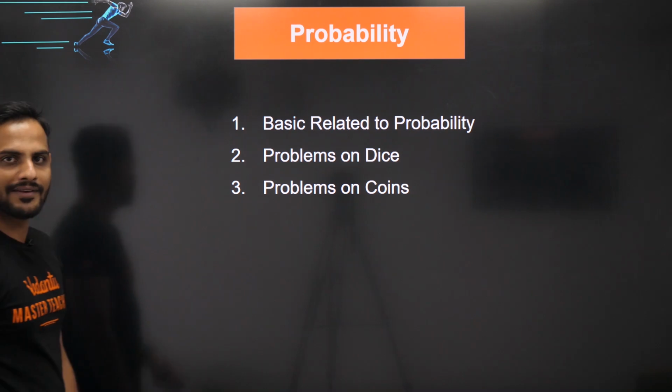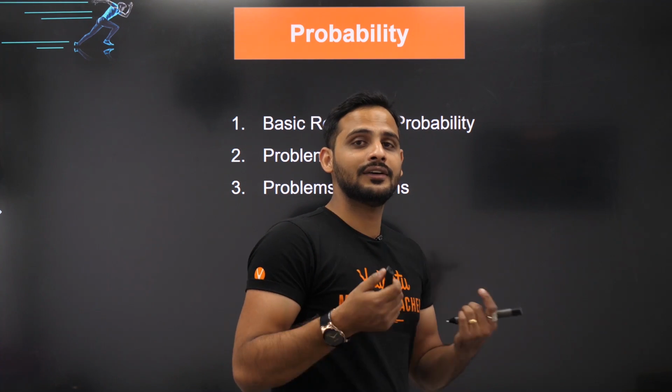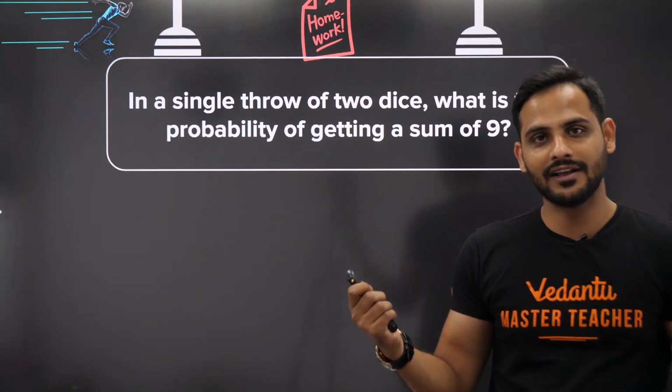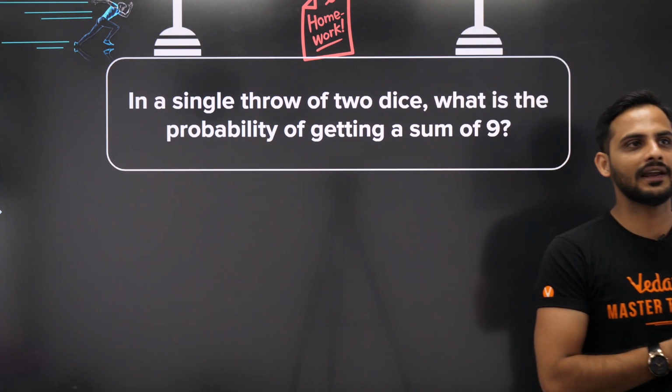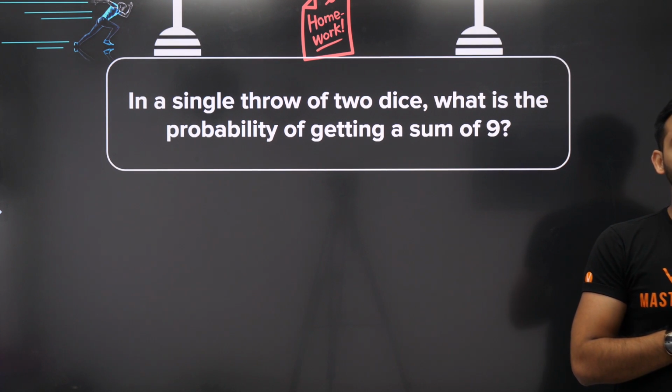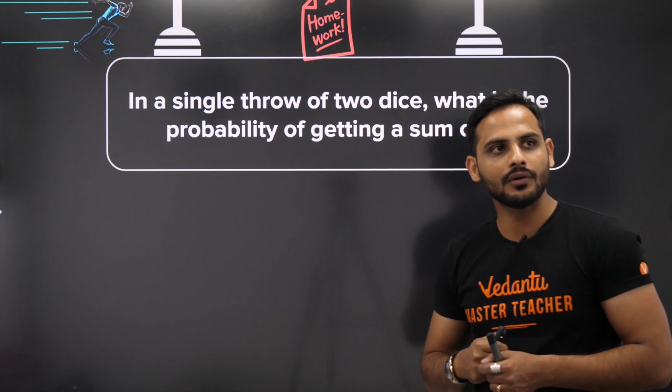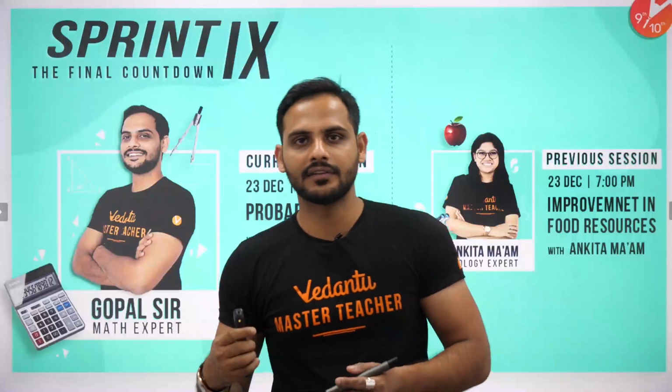So with this we have ended your probability as well, and with this we have ended your sprint series. This is the last homework for your sprint series for grade 9. In a single throw of dice, what is the probability of getting a sum of 9? In a single throw of 2 dice, what is the probability that you will be getting a sum of 9? That is the question.